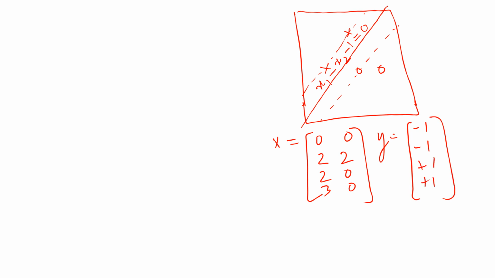Now, in addition to these two, we also have something that's known as XS. And XS is nothing but the signed data matrix. So it's basically like X times Y, right? So I'll have 0 and then minus 2, 2, 0, 3, 0. So this is like the signed matrix.